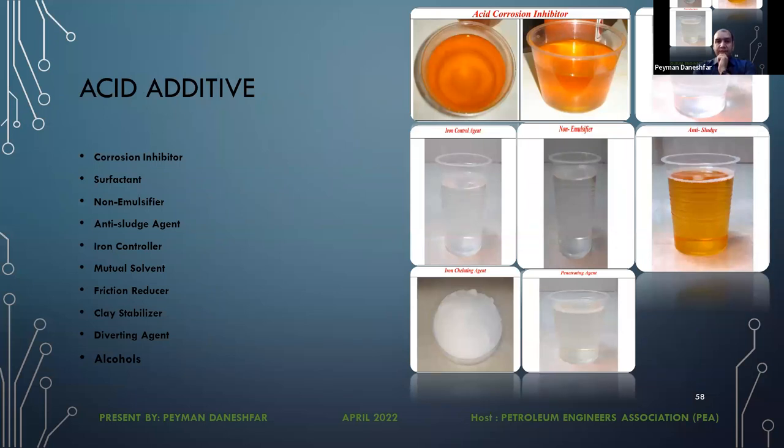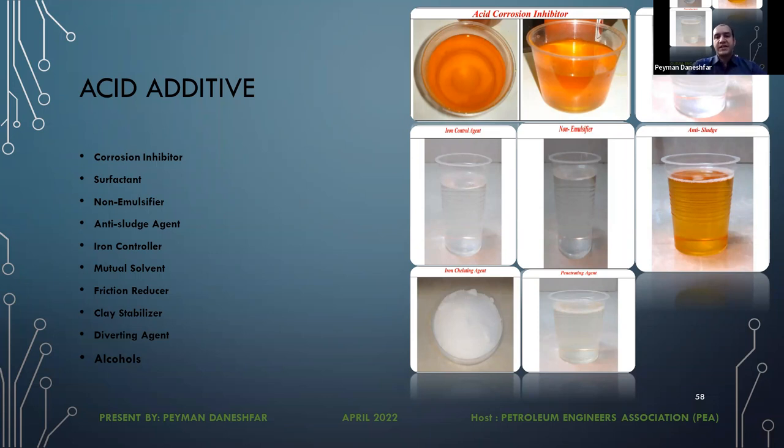So now we are doctors, and the well is sick, it has an illness. So we should prepare medicine for it. We have some additives to add to the acid to cure formation damages that may occur from acidizing, such as corrosion inhibitor, surfactant, non-emulsifier, anti-sludge, iron controller, mutual solvent, friction reducer, clay stabilizers, diverting agents, and alcohols. Diverting agents are things like polymer or gelling agent or anything that can divert the acid.